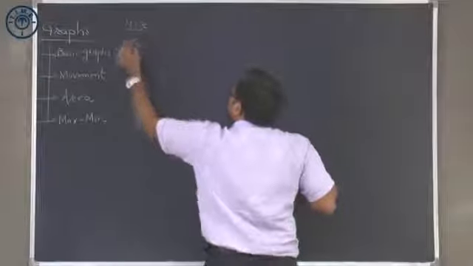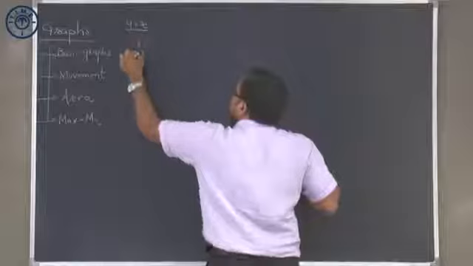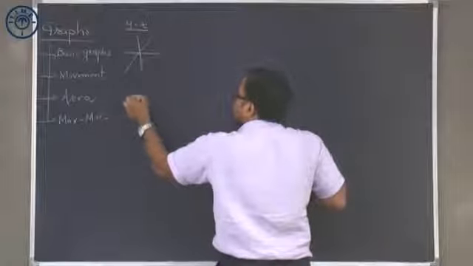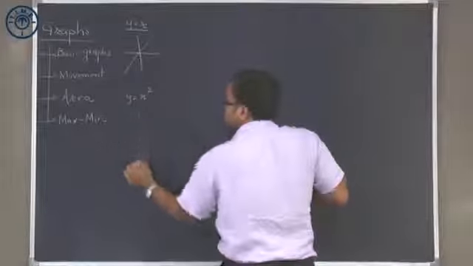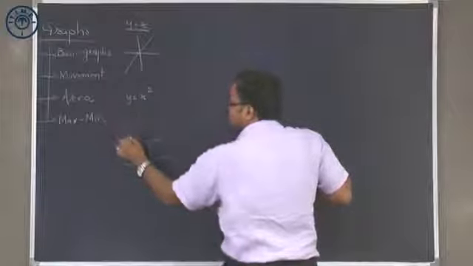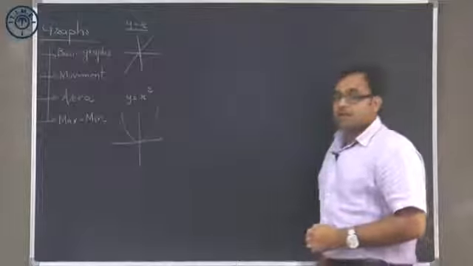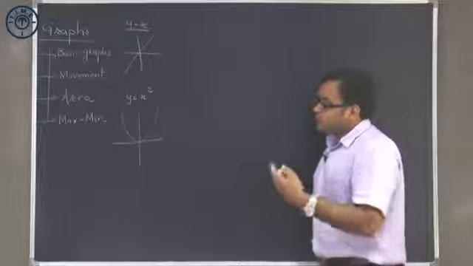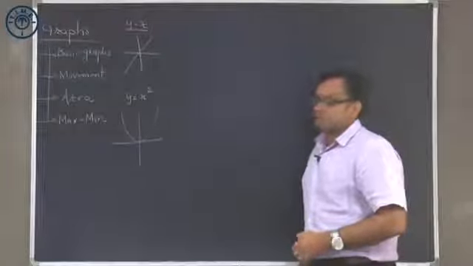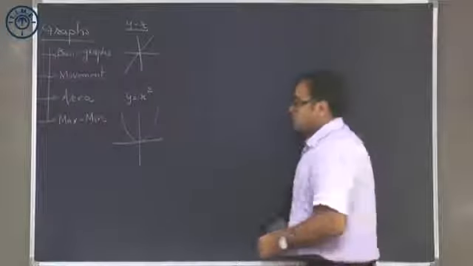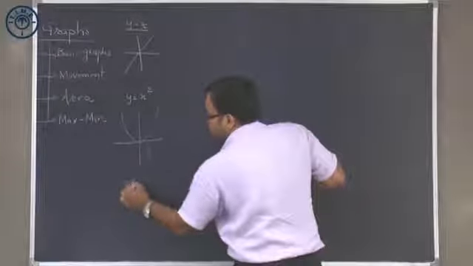Let's first look at a couple of basic graphs. y equals x, y equals x square. Now once we have the graph of y equals x square, the graph of any even power of x can be derived from this. We'll come back to this in a little while. y equals x cube.